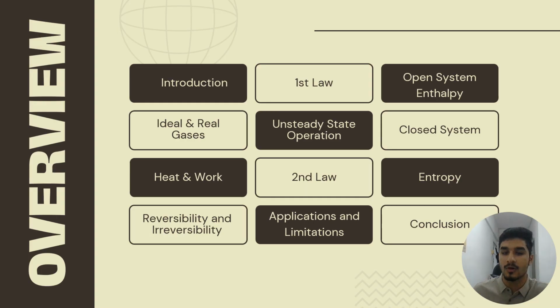So, first, we need to go through the overview, which this presentation primarily consists of the introduction, the first law, and then it covers open enthalpy, which is divided into three parts: the enthalpy, the ideal and real gas operation, unsteady state operation, and next we move to the closed system, where we cover the heat and work and its definition. Then we moved on to the second law, which is about the entropy and the reversibility and irreversibility process. Finally, we cover the applications and limitations, and then at the end we have a conclusion.